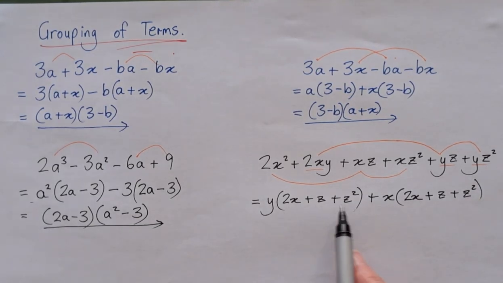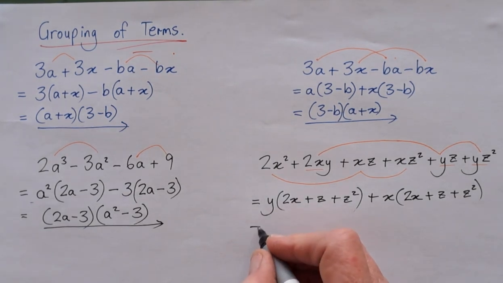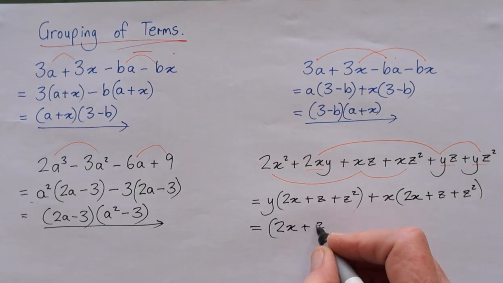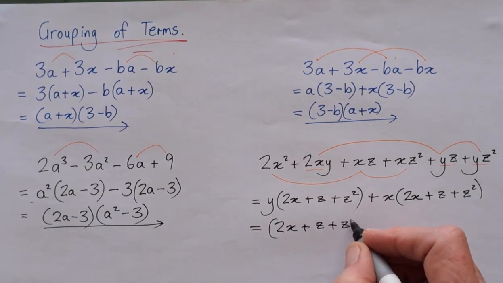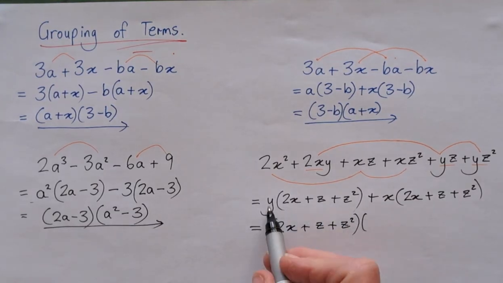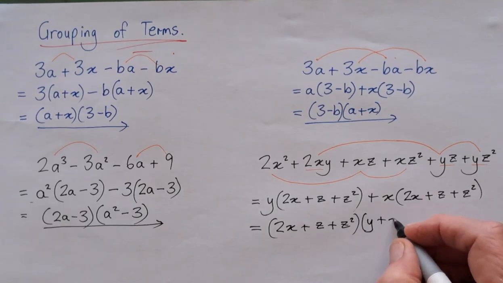So I have managed to generate 2 brackets that are the same. Because it was a grouping of 6 terms and I was grouping 3 at a time, I've ended up with 3 terms in the brackets, but the brackets are identical. So I take out the common bracket. And what am I left with from my first term? Y. And my second term, plus x.